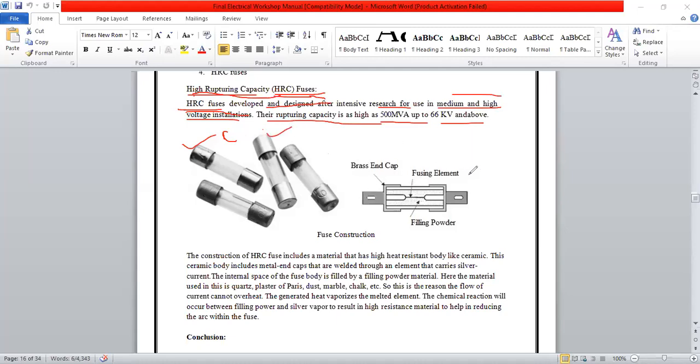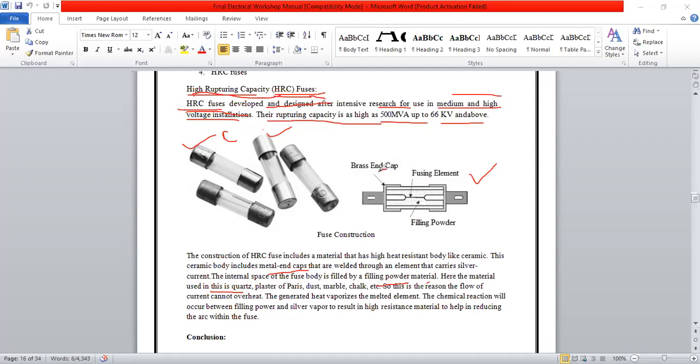Then this is nothing but a rewirable fuse. I think you people have already seen it. The casing of the HRC type of fuse is made of ceramic material, and it has a high heat resistance body. Ceramic मटेरियल बनवलेला असेल. This ceramic body includes metal end caps that are welded through an element that carries silver current. The internal space of the fuse body is filled with a filling powder material, here a quartz crystal.